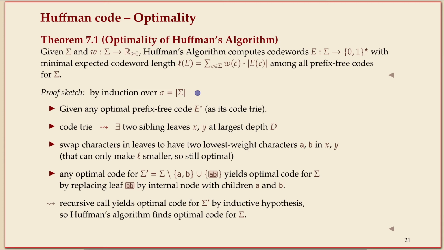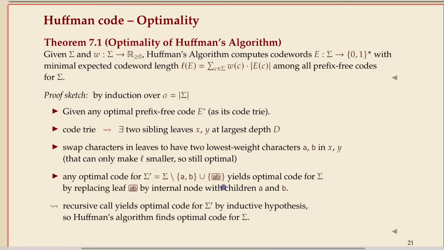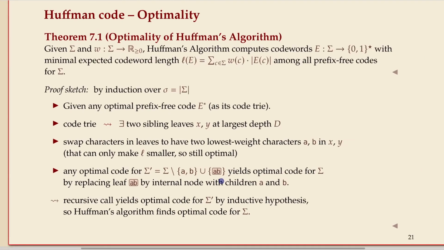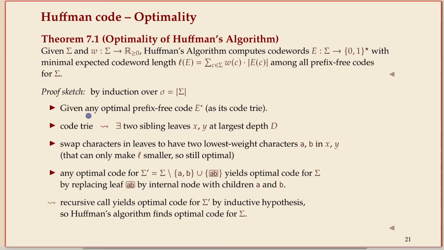Now the induction hypothesis is, suppose it works up to a certain number of symbols. And now we look at the next bigger alphabet size, sigma. And so the sketch only shows the inductive step, where sigma is at least 3. And now suppose we're given an optimal code. This is a proof. It's not a way to compute it. So I get to say, you give me the code and I'll work with it. E star is an optimal prefix-free code for my alphabet with its weights.